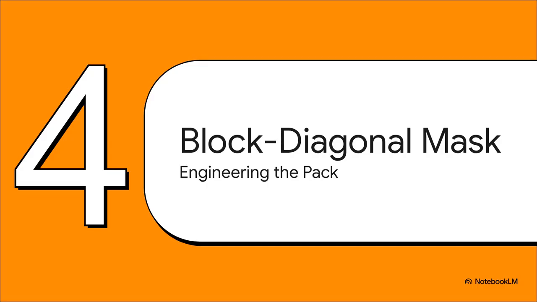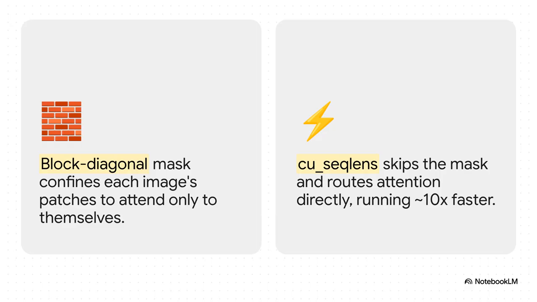Moving right along to part 4, the block diagonal mask. Let's get into the weeds just a bit and see how we actually engineer the pack under the hood. So here's the crucial question. If you pack patches from 3 totally different images into one continuous sequence, how does the model know not to accidentally mix them up? Well, you could build a dense block diagonal mask, which is basically just a giant grid of ones and zeros, making sure image A only attends to image A and image B only attends to image B. But there's actually a much, much better way.